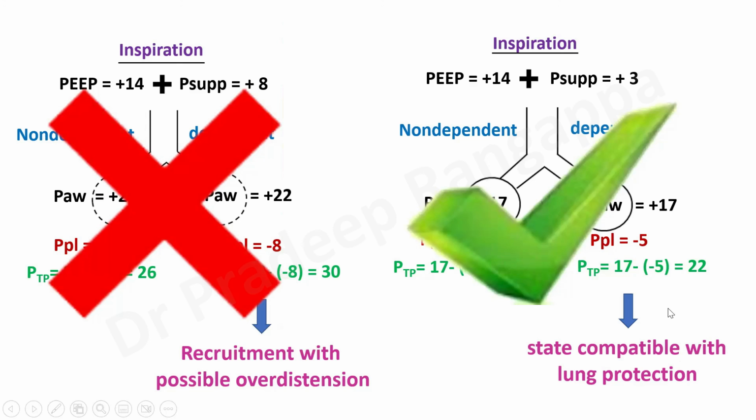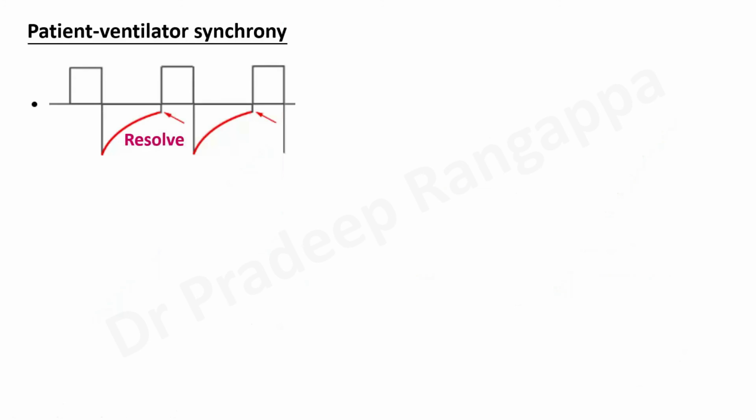So this is just a hypothetical example that I've shown you in an illustrative way to make you understand how pressure support is very important to ensure that we are not over ventilating the patient. Because if you increase the pressure support, it increases the tidal volume, your transpulmonary pressure goes up, and that has a bearing on increasing the lung injury. So this is just an illustrative example. And as I said, our whole effort should be to resolve patient ventilator asynchrony.